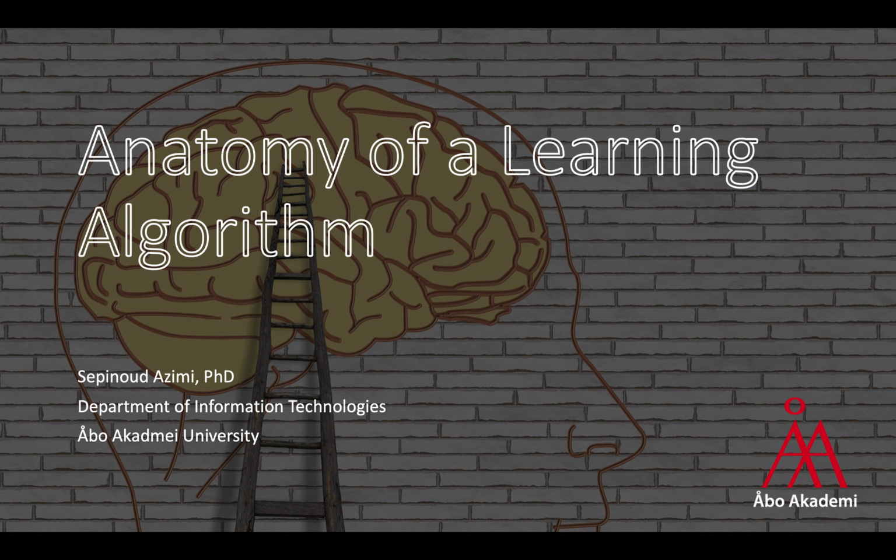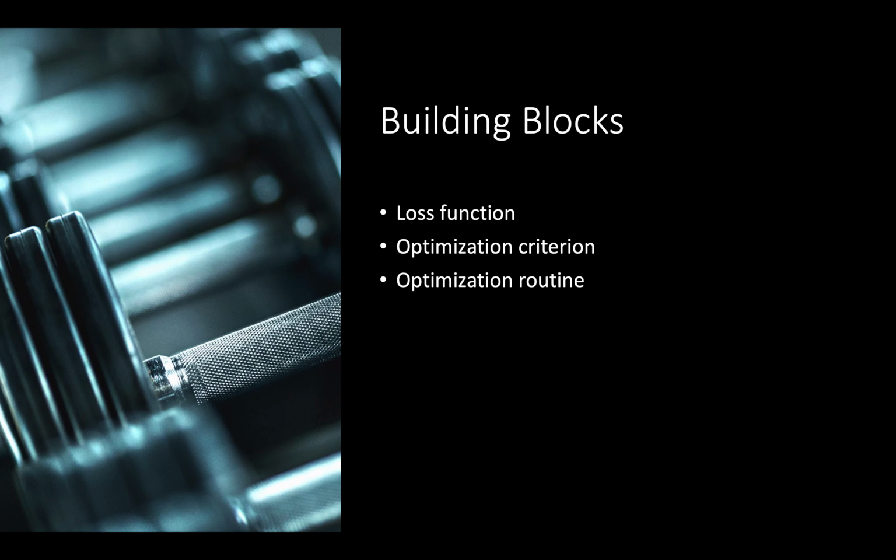In this video, I'm going to talk about the anatomy of a learning algorithm, which is basically discussing the building blocks of the algorithms. You may have noticed through previous videos that each learning algorithm we saw consists of three parts: a loss function, an optimization criterion based on the loss function, a cost function, for example, and an optimization routine using training data to find a solution to the optimization criterion. These are the building blocks of any learning algorithm.